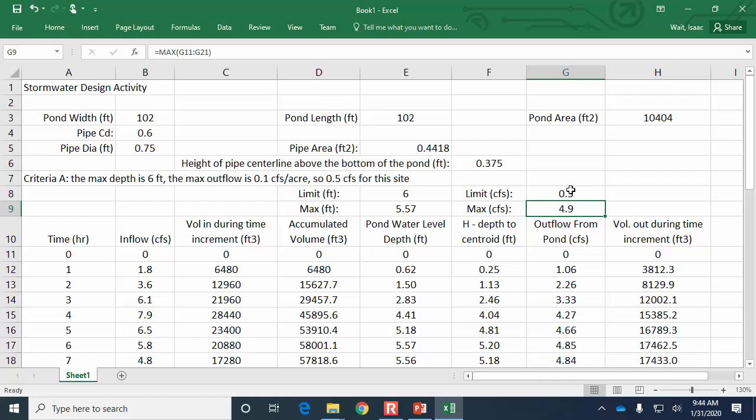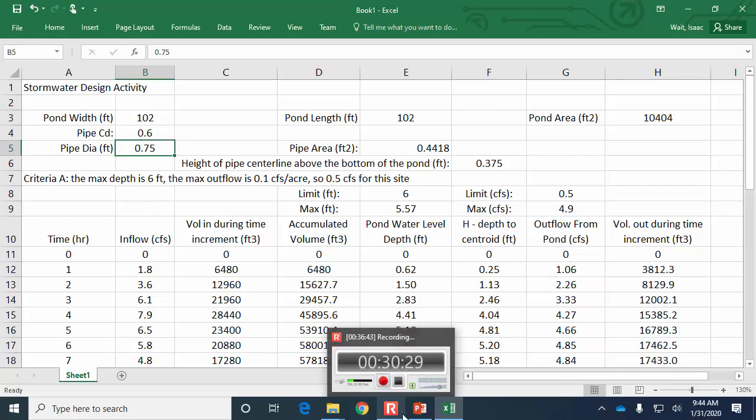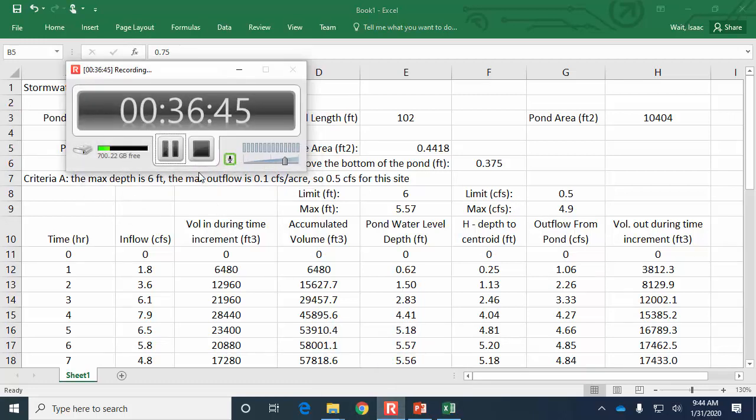Now the max is getting closer to the limit. Also, the pond just got a lot deeper as well. We are very near this 6-foot limit. So that may mean that we need to simultaneously change the dimensions and the pipe diameter. So I'll give you some time to optimize the design.